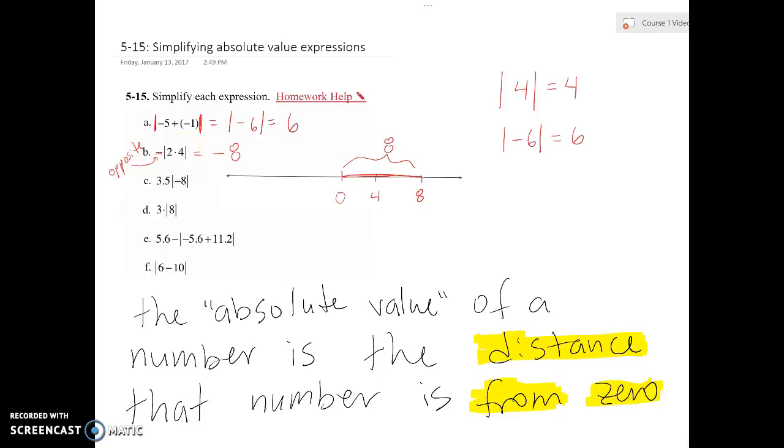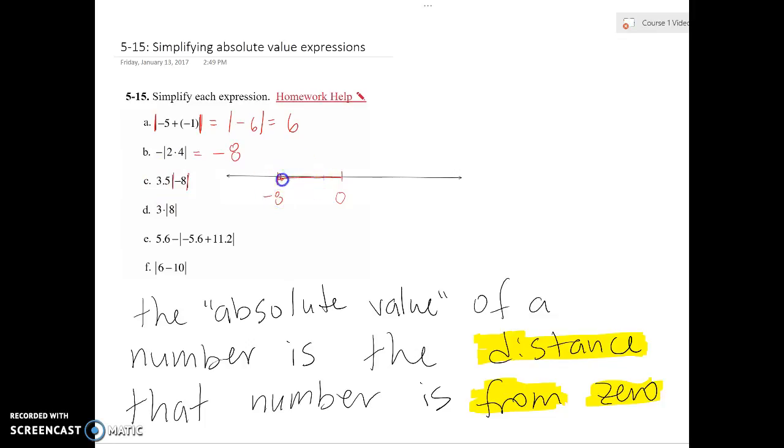All right, hopefully you can hear me now. So let's do number 3, or part C. We're talking about 3.5 distances that negative 8 is from 0. This is weird. We're asking how far away is negative 8 from 0, and I want 3.5 of those. So negative 8 is here. How far away is it from 0? It is 8 away, and now our question is asking for 3.5 eighths.